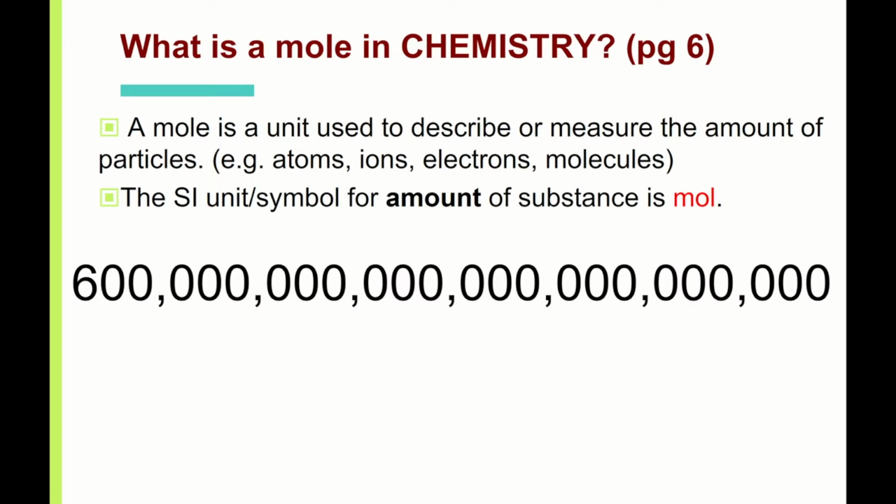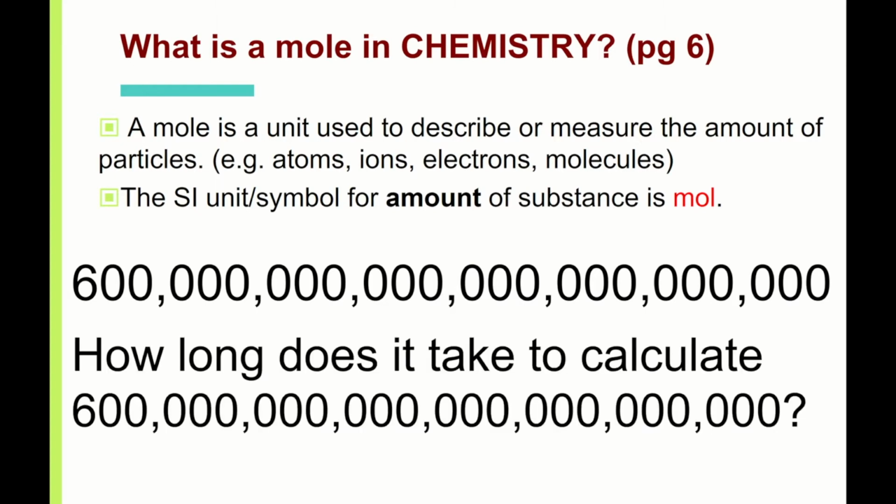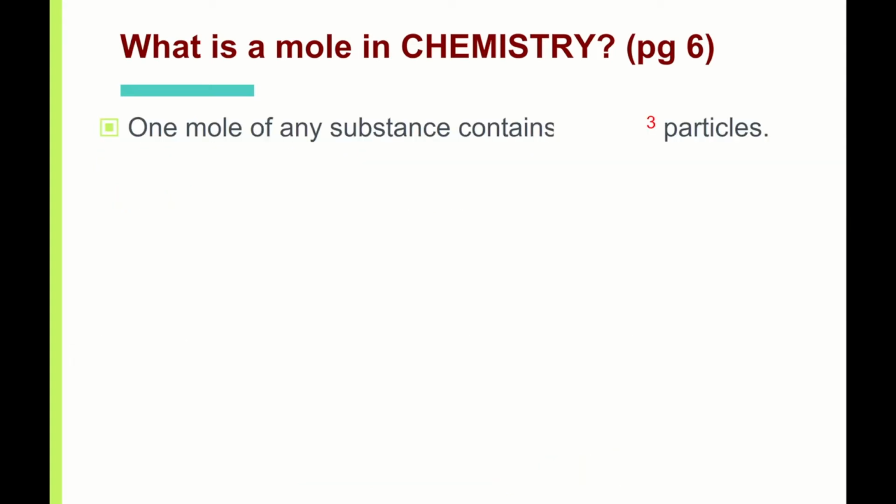How many zeros do you count? 1, 2, 3, 4, 5, 6, all the way. Okay, so 1 mole in chemistry, 1 mole of particles, 1 mole of molecules refers to this amount. How long does it take for you to count until this amount? 1.9 times 10 to the power of 16 years. So let's continue. 1 mole refers to 6 times 10 to the power of 23 particles.